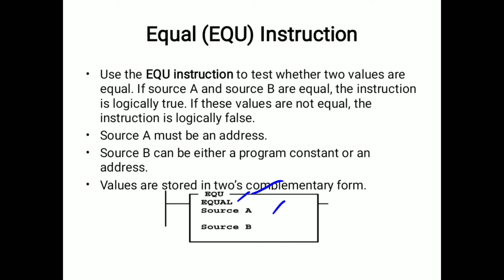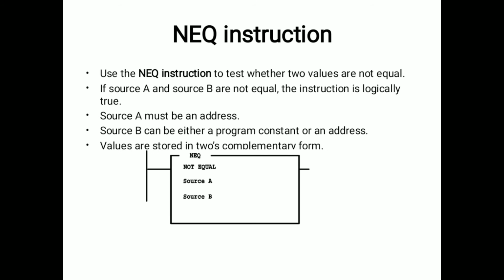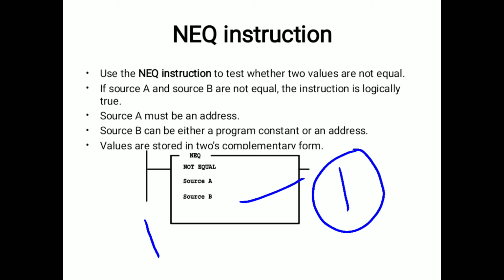Similarly, we have different logical comparison instructions. They perform the same kind of operation. We have the NEQ instruction to test whether two values are not equal. The writing method for this instruction is also the same. It will test whether both values are not equal. Suppose A has 5 and B has 4. If they are not equal, it will produce output 1. Opposite to equal, it is NEQ. If the two values are not equal, it will produce output 1, right?